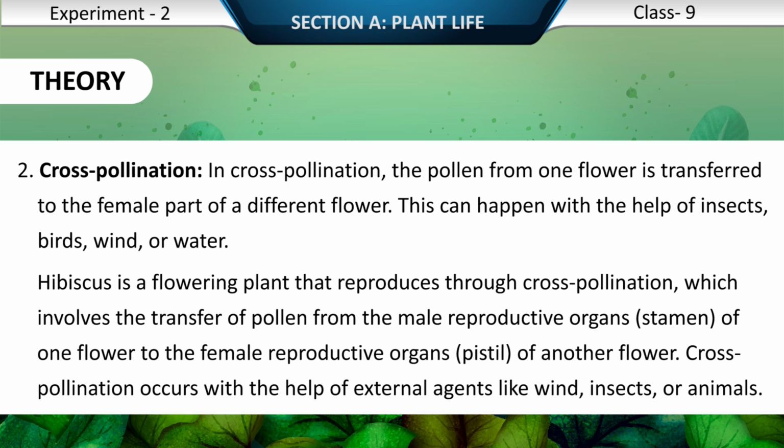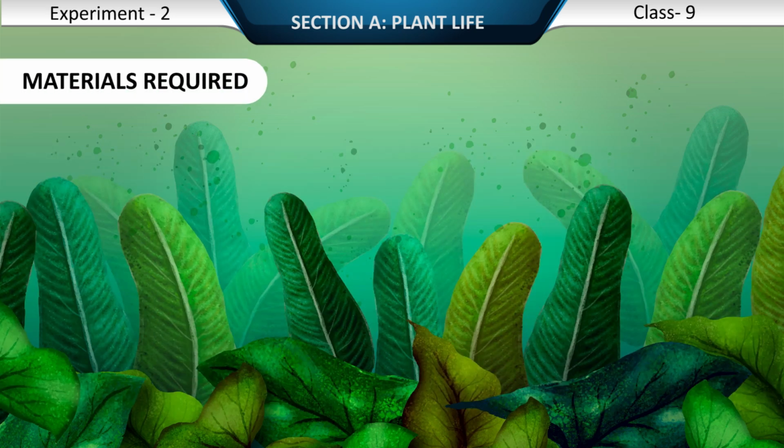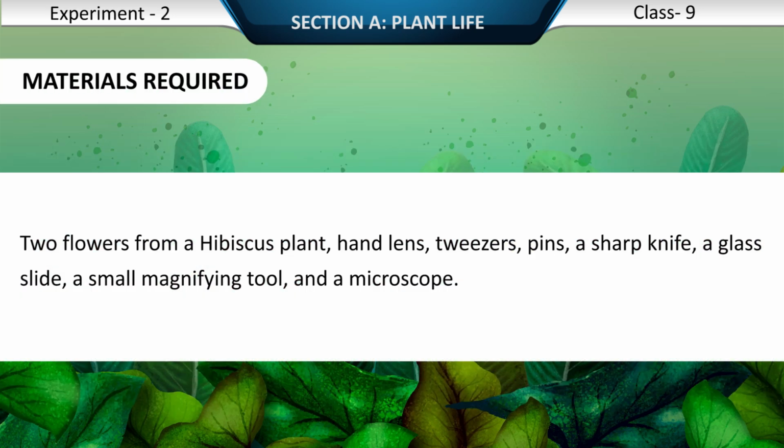Hibiscus is a flowering plant that reproduces through cross-pollination, which involves the transfer of pollen from the male reproductive organs, stamen, of one flower to the female reproductive organs, pistil, of another flower. Cross-pollination occurs with the help of external agents like wind, insects, or animals. Materials required: 2 flowers from a hibiscus plant, hand lens, tweezers, pins, a sharp knife, a glass slide, a small magnifying tool, and a microscope.